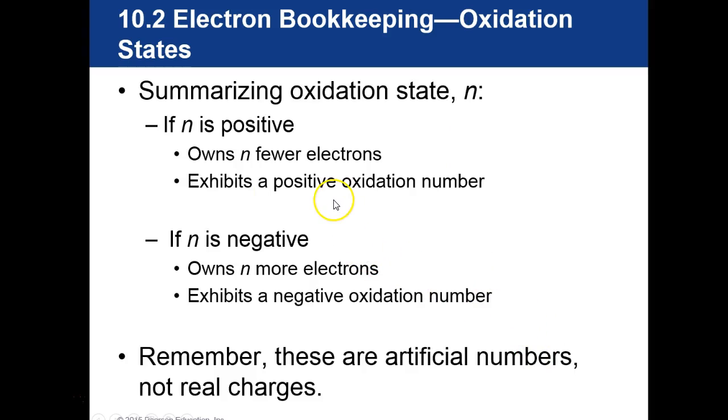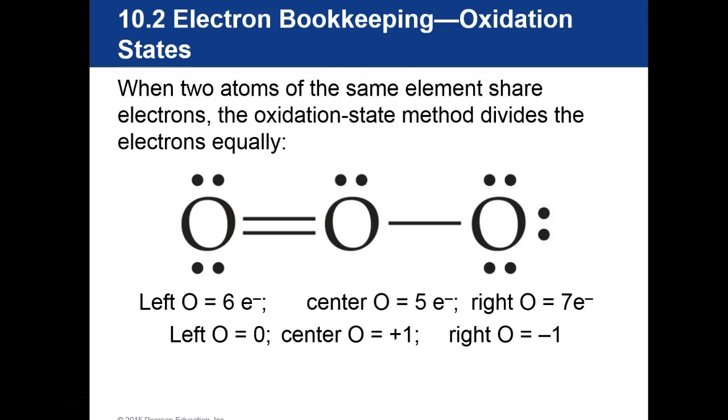So if N is positive, it means it owns N fewer electrons. It exhibits a positive oxidation number. If N is negative or owns more electrons, it exhibits a negative oxidation number. Remember, these are all artificial numbers and not real charges. So when two atoms of the same element share electrons, the oxidation state method divides the electrons equally. So on the left, we've got 6 electrons, the center is 5, and the right is 7.